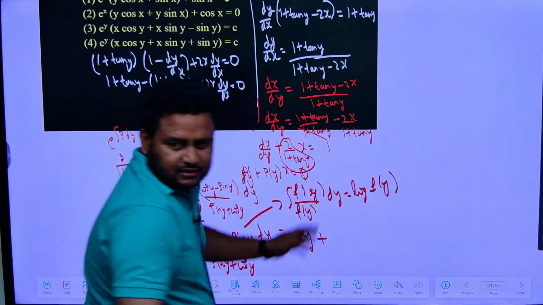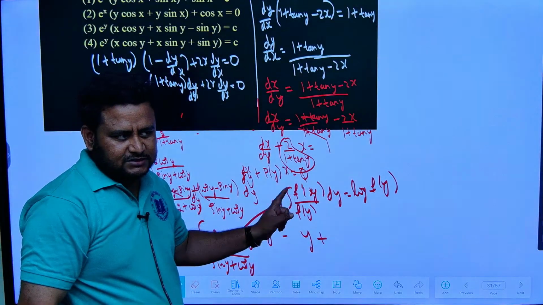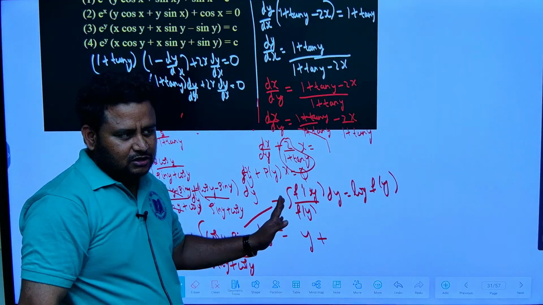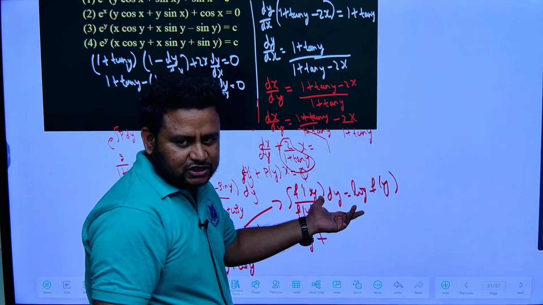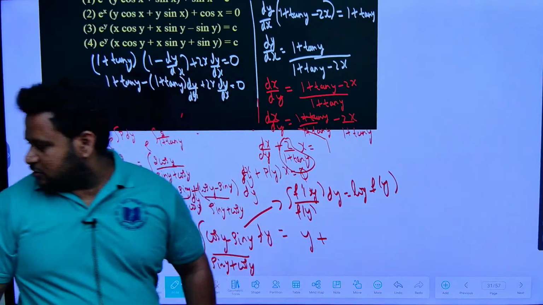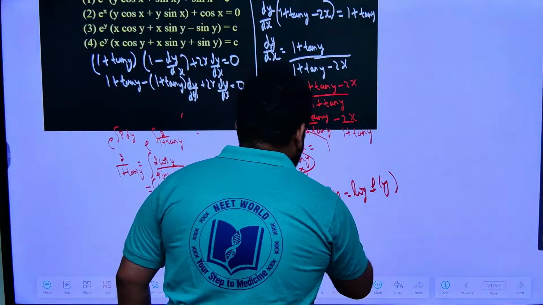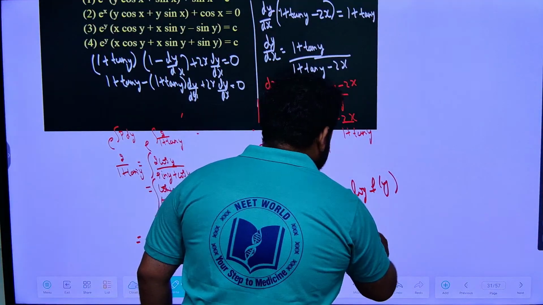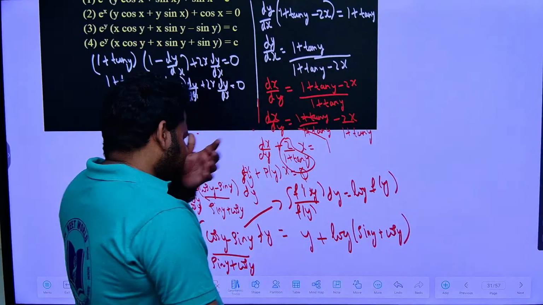Correct now? This property we have learned in integration. Correct or not? So I can write this as log of f of y. So what we can do here is, this will become y plus log of sin y plus cos y.